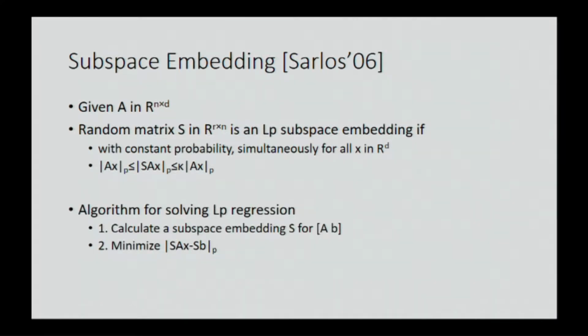And this gives a very simple sketch and solve paradigm for regression. So how do you solve Lp regression? Well, you just compute a subspace embedding S for the matrix A concatenated with the vector b. And then you know that all solutions of the form Ax minus b have their norm preserved by S. Okay, their p norm preserved up to a kappa factor. So you get a kappa approximation by minimizing the regression problem in the sketch space.